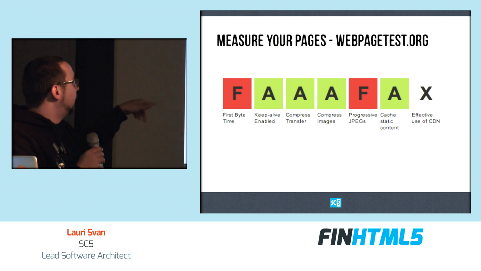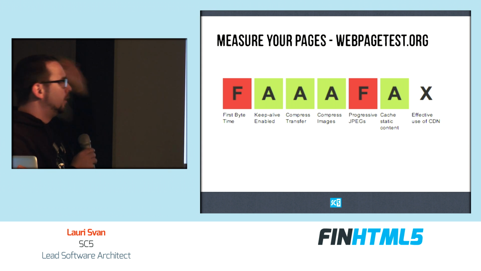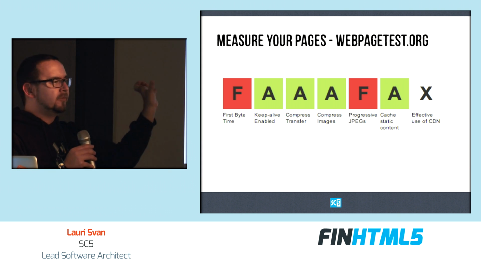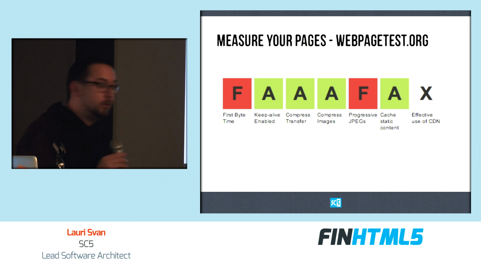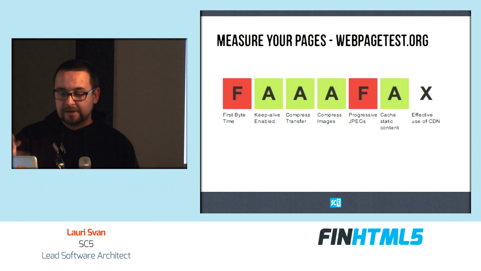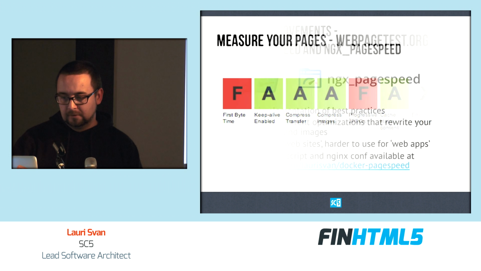So for instance, this application, I think it's the same SC5 example. You may remember that there was very long latency, so it's rightful that it got a failure for the first byte time. Otherwise, it was scored quite all right, but probably the images could have been progressive. I know a CDN was in use. So even if it was slightly optimized, some of the best practices were still failing.